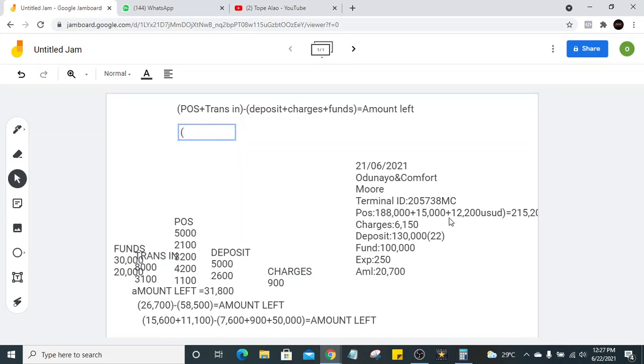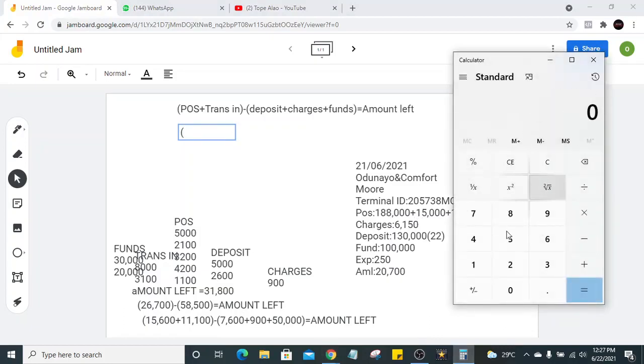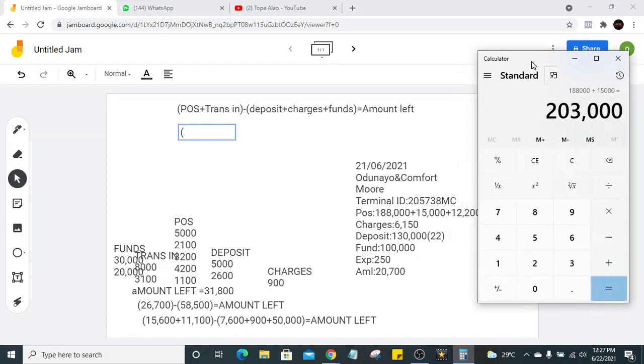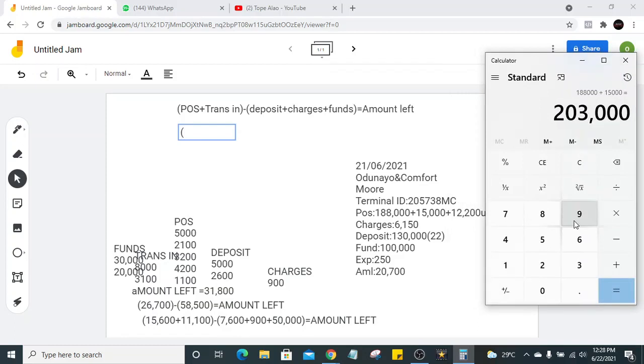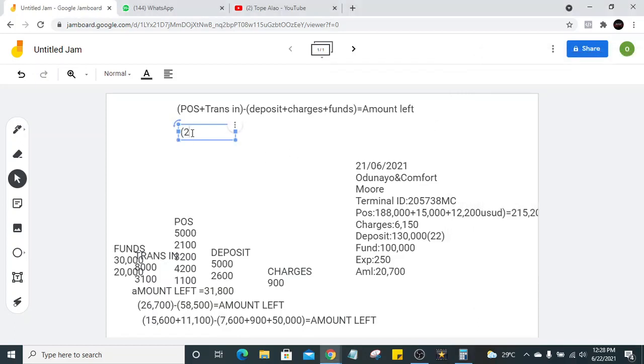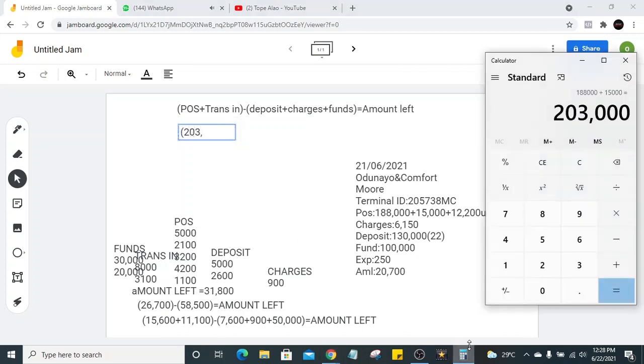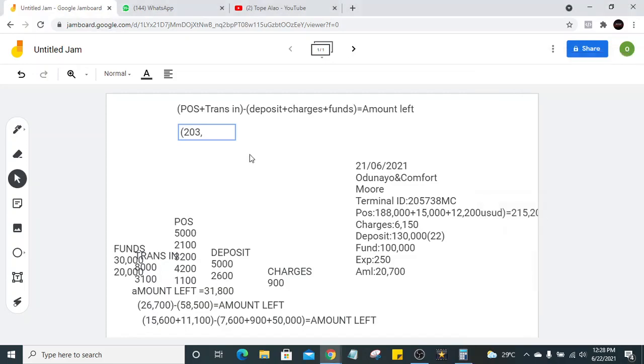That's 188,000 plus 15,000. Since you are using one POS, it should just be one figure. That is, you add all the withdrawals together. I asked them to separate it so that if I want to check the credit on the POS, I'll be able to know. So the total POS is 203,000.